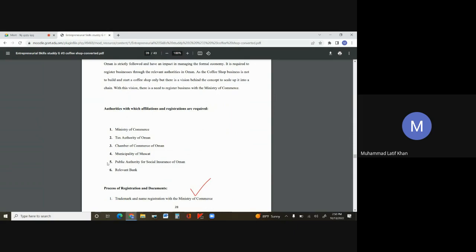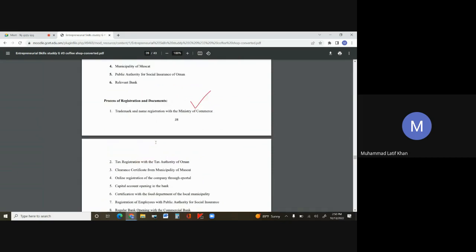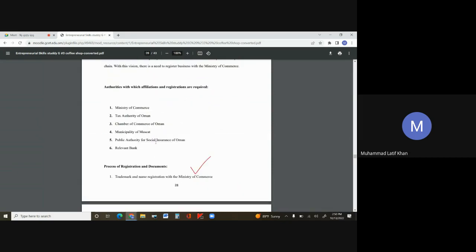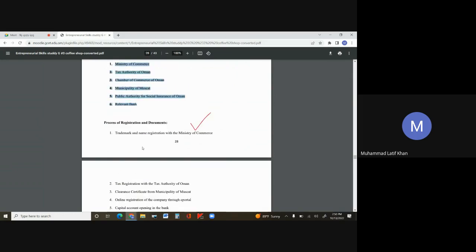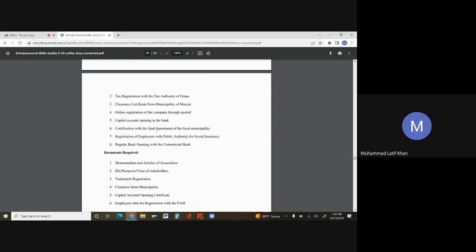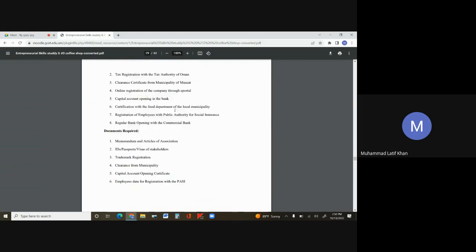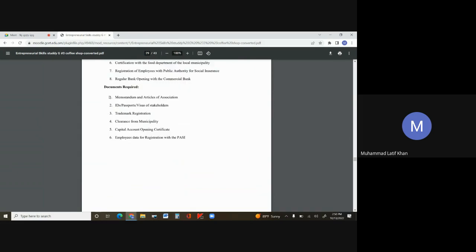Legal process, and they have done it, they have authorized it with the Ministry of Commerce, Tax Authority of Oman, Chamber of Commerce, Municipality of Muscat, Public Authority for Social Insurance of Oman, relevant bank. So they have registered all the processes with these authorities. Process of registration and documentation, how they did it, tax with the Tax Authority of Oman, how they are going to do it, and what kind of documents are required: memorandum and articles of association, passport and visa of stakeholders, trademark registration, clearance from municipality, capital amount opening certificate, employees data for registration.